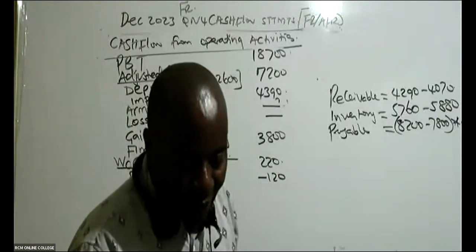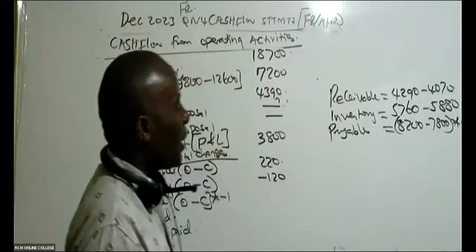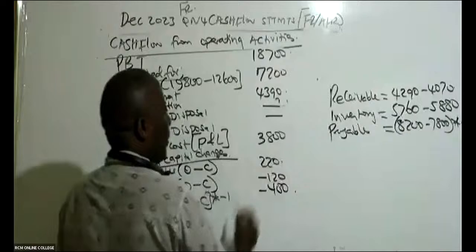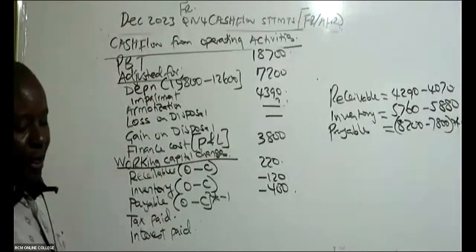So what are we getting? Is there somebody who is able to see negative 400, after you multiply with negative 1?